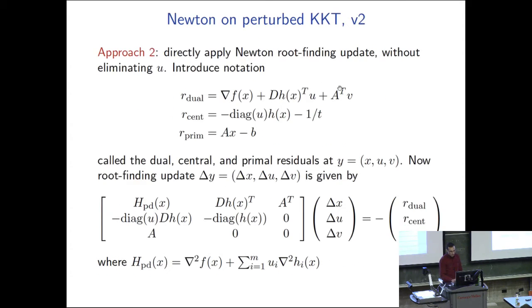So we get a bigger system, because we have u in it still, and it often helps to write each block of that linear system with different notation, and we call these residuals. So the stationarity block we actually call the dual residual. The perturbed KKT condition block we call the centrality residual, r cent, and the last one we call the primal residual. And we're going to let y be the triplet x, u, v.